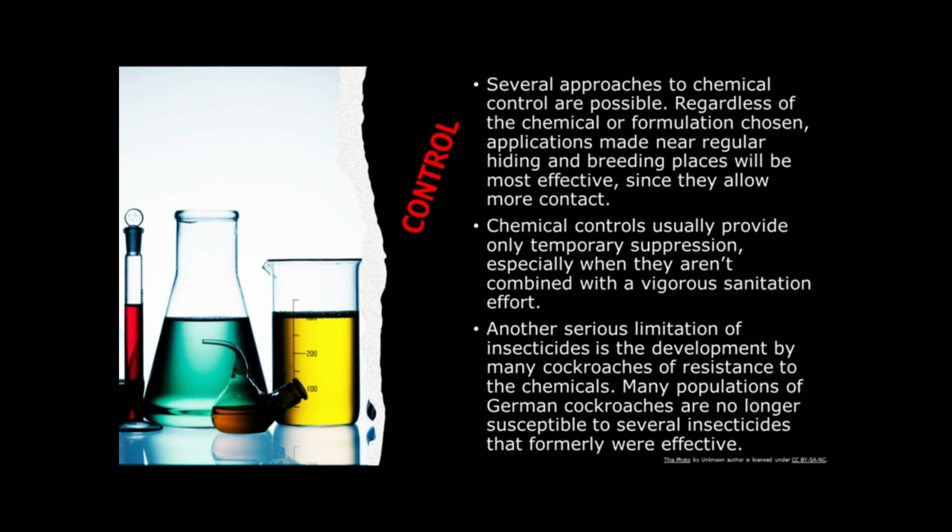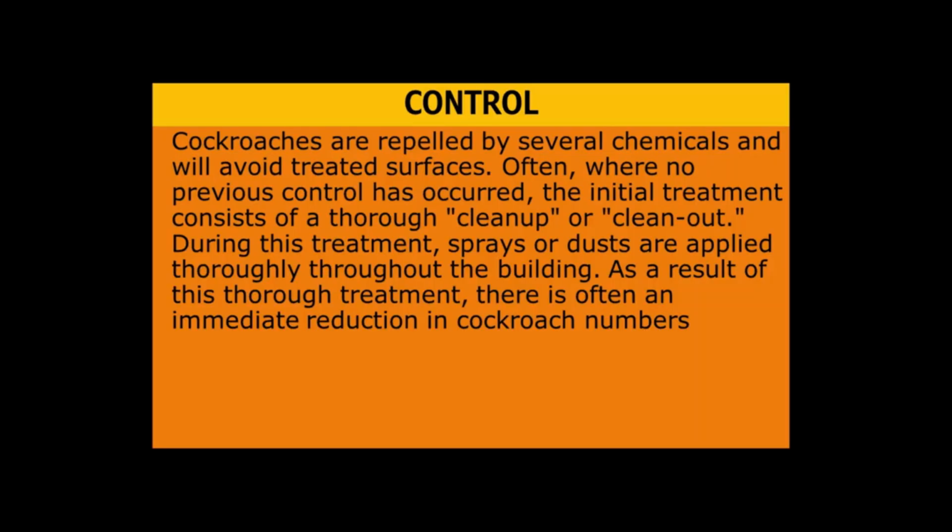Chemical controls usually provide only temporary suppression, especially when they aren't combined with a vigorous sanitation effort. Another serious limitation of insecticides is the development by many cockroaches of resistance to the chemicals. Many populations of German cockroaches are no longer susceptible to several insecticides that formerly were effective. Cockroaches are repelled by several chemicals and will avoid treated surfaces.